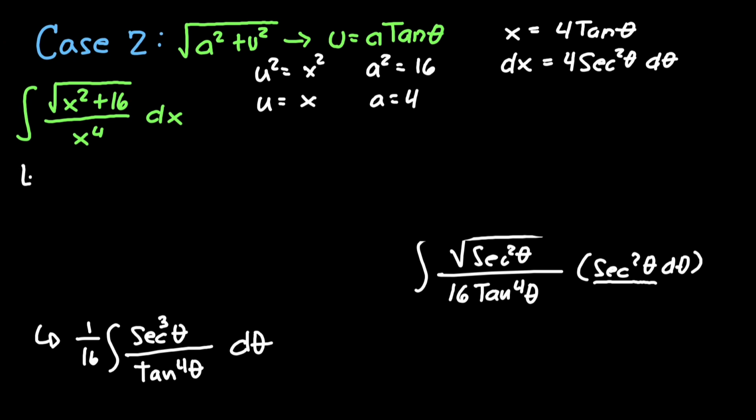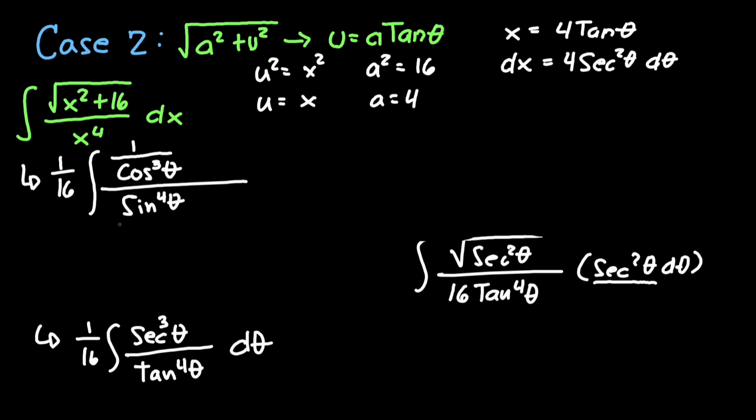Now let us simplify this further. This would be 1 over 16, the integral of, by simplifying this, we will put this into their simplest forms. Secant is equal to 1 over cosine, but since this is cubed, it would be 1 over cosine cubed of theta over tangent. Tangent is equal to sine over cosine, so this would be sine raised to the power 4 of theta over cosine raised to the power of 4 of theta.